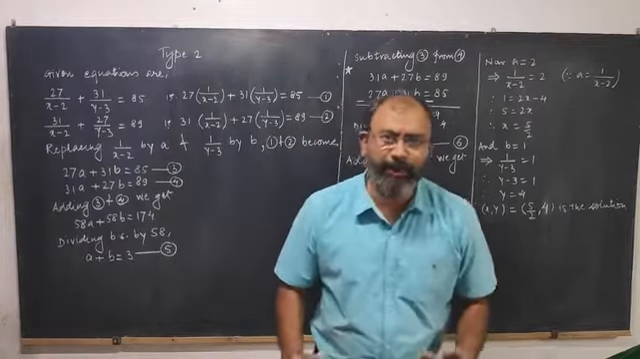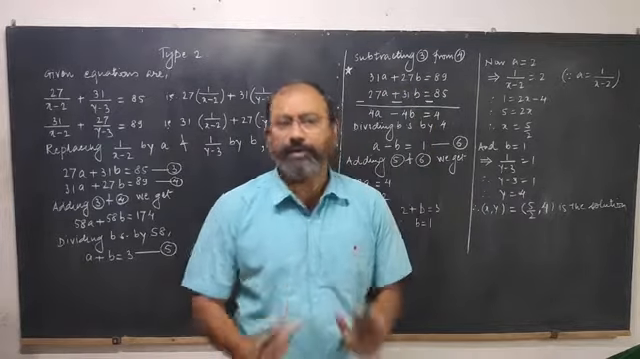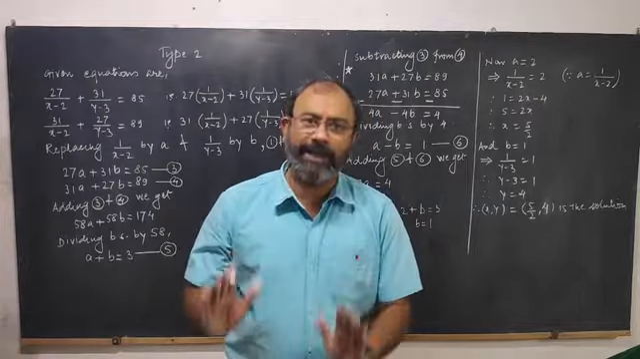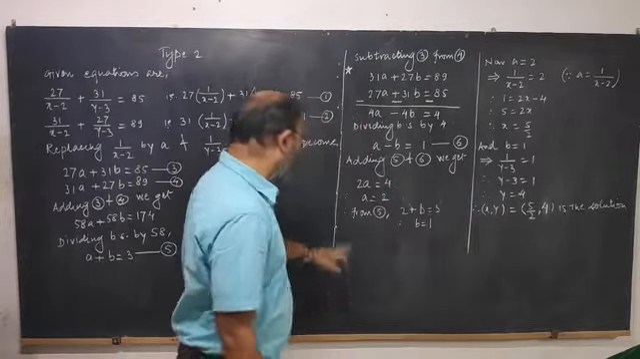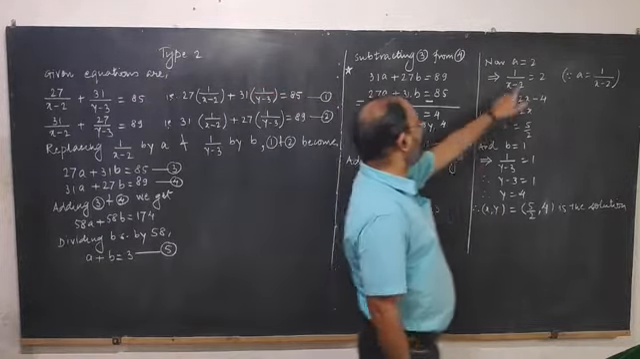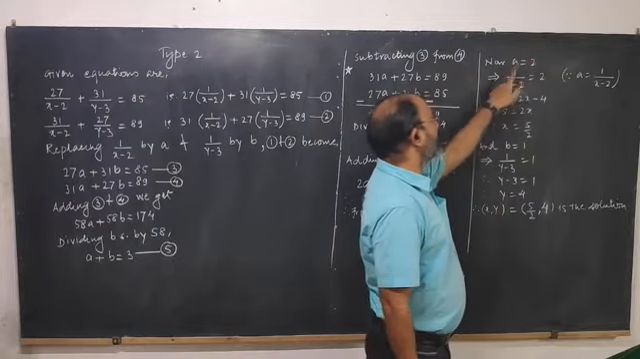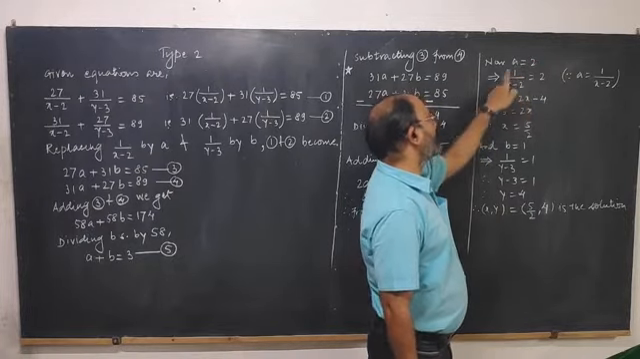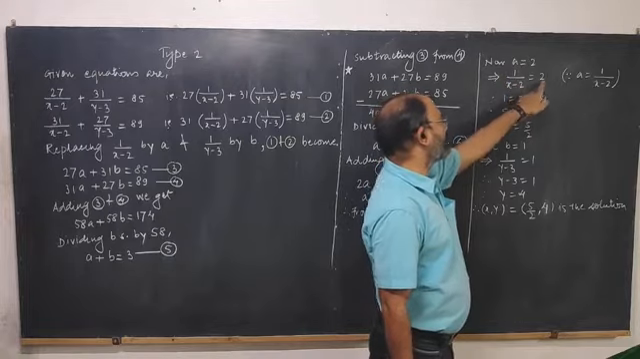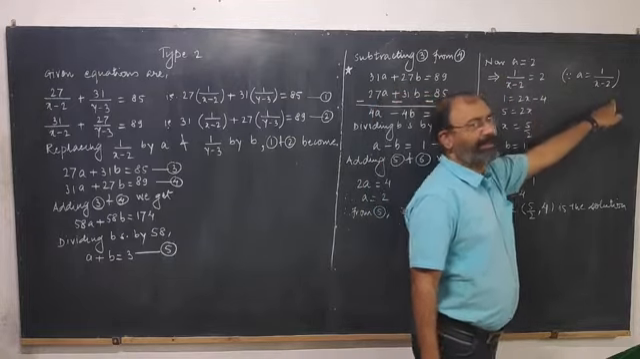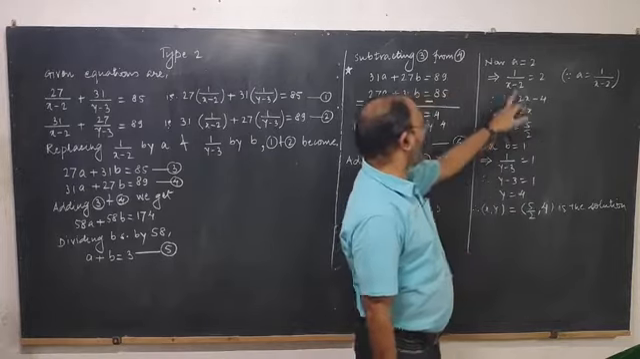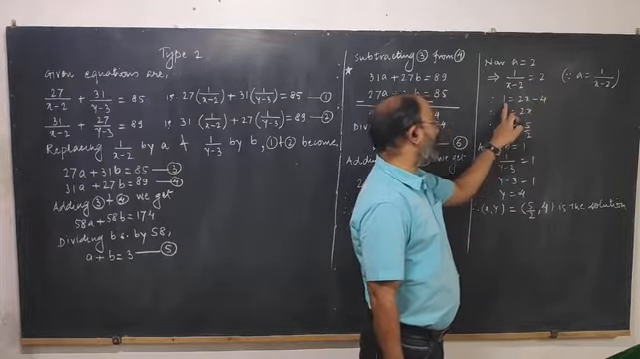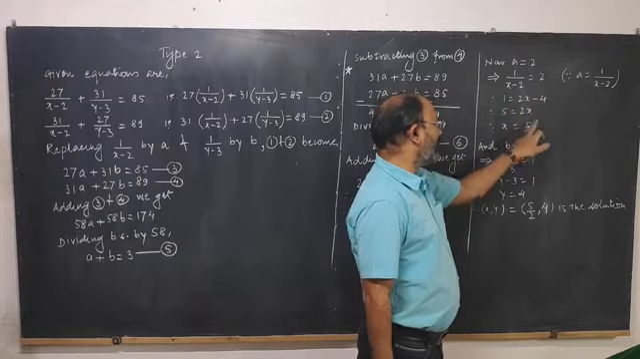Is that the end of the problem? No. Is it the final solution? No. From the values of a and b, you have to get the values of x and y. So a is equal to 2 means 1 upon x minus 2 is equal to 2, because the original value of a is 1 upon x minus 2. Cross multiply, you will get 2x minus 4 is equal to 1. Simplify this, you get x is equal to 5 by 2.